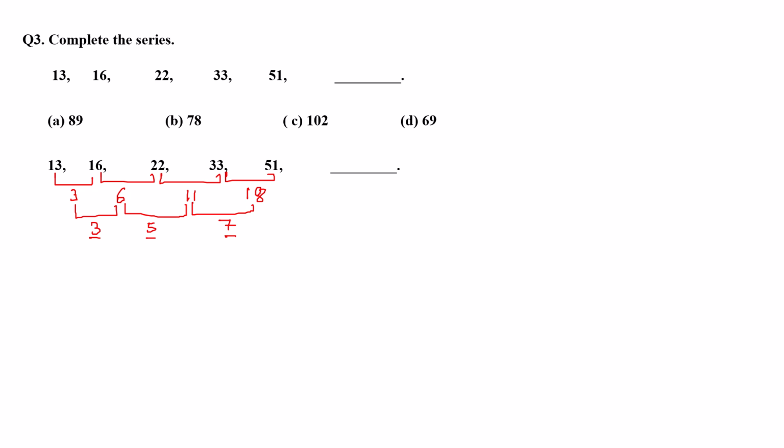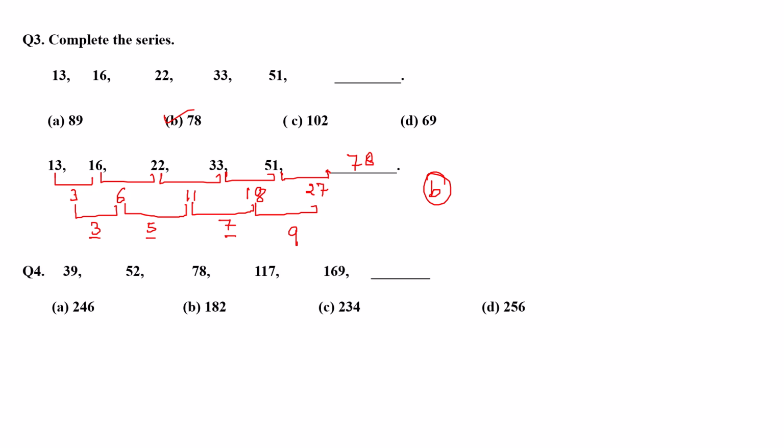These are odd numbers, isn't it? So when you are adding an odd number, you are getting the next number. So after 7, the next odd number will be 9, isn't it? So to 18, you have to add 9. If you add 9, you will get 27. It means to 51, you have to add 27 to get your answer. So if you add 27, you are going to get the answer as 78. So B is the correct option. Okay, so like that you can get your answer.